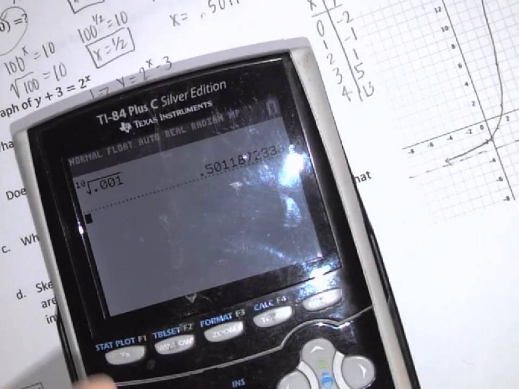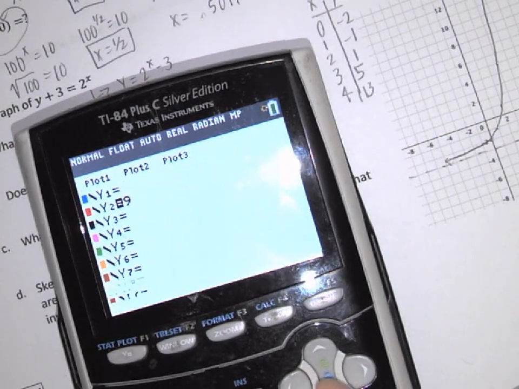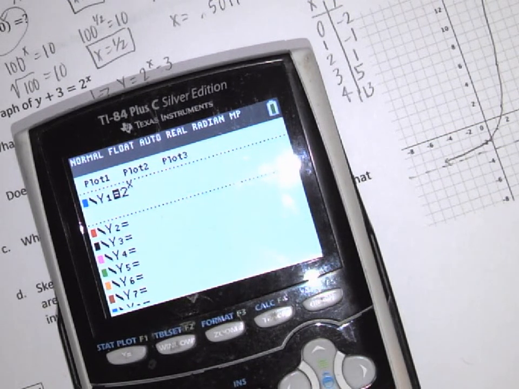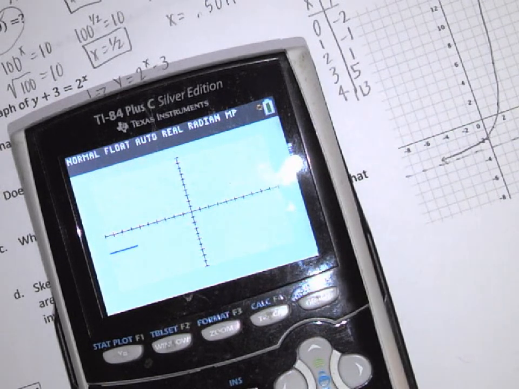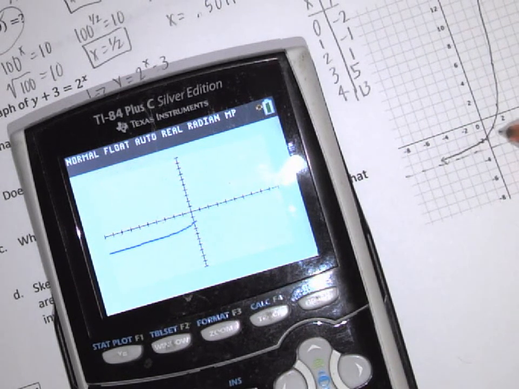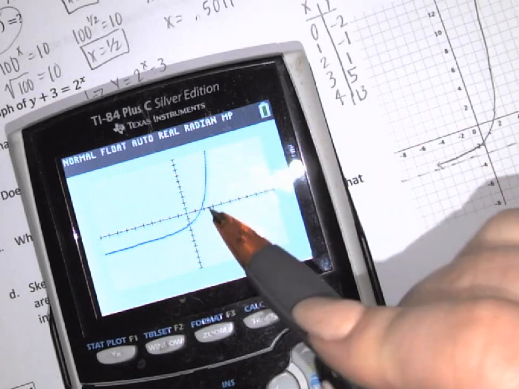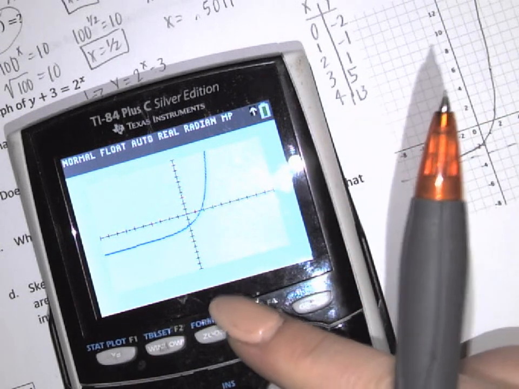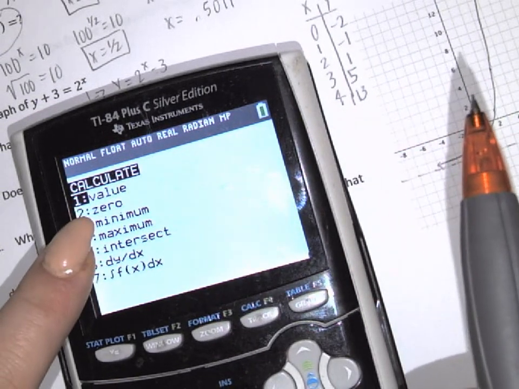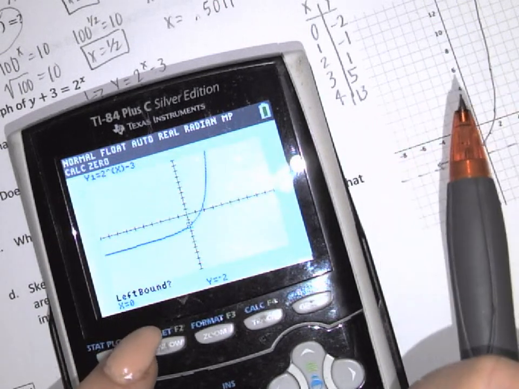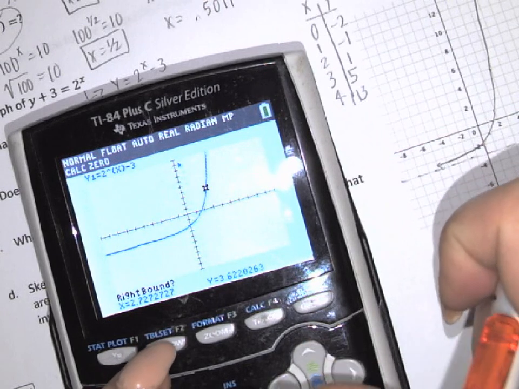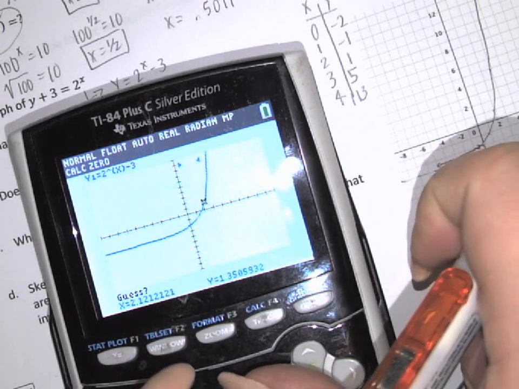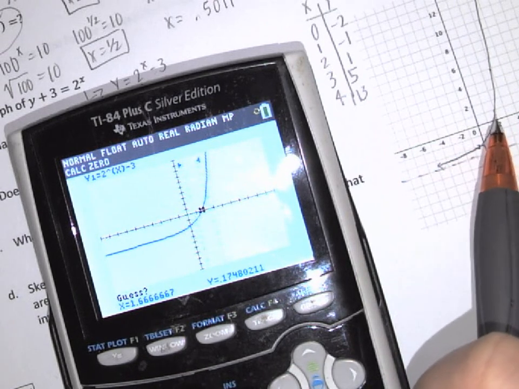So you graph it. 2 to the x minus 3. Obviously it's intersecting here in between 1 and 2, and you can see that here. So you want to find that. You press second trace, and then you want to pick 0, which is another word for x-intercept. And then left bound, you want to go to the left of your x-intercept. Right bound, you want a little to the right of your x-intercept. And then guess, you move it as close. And there you go.